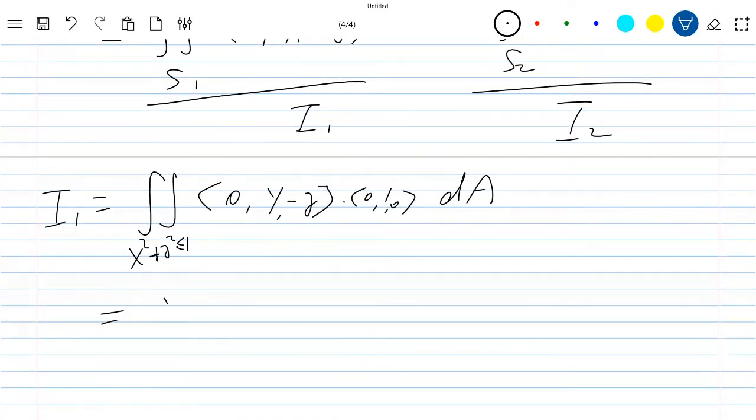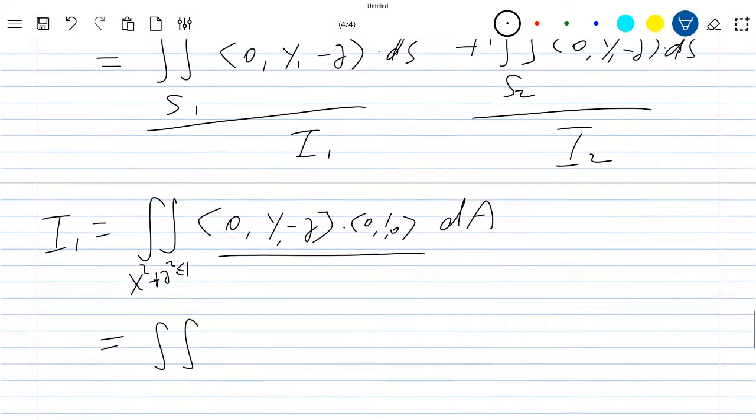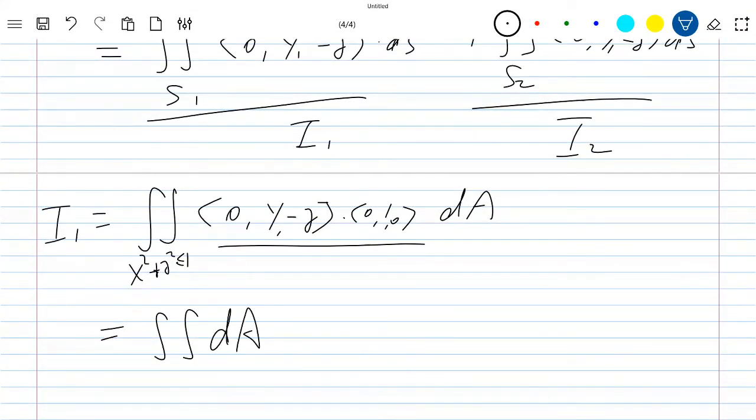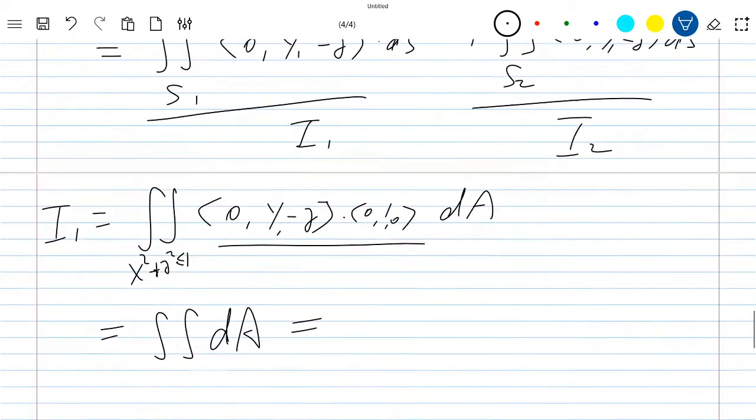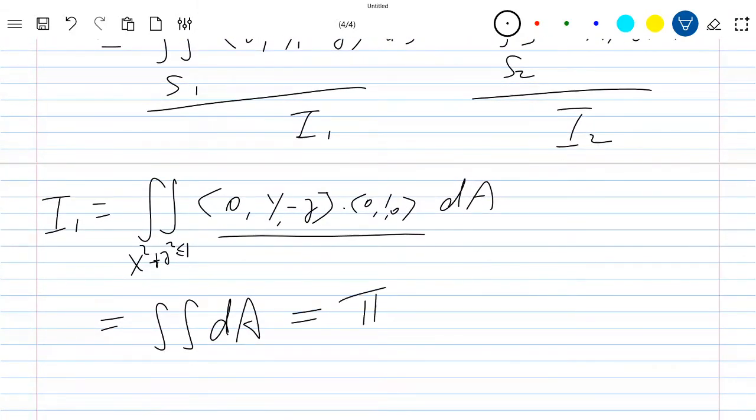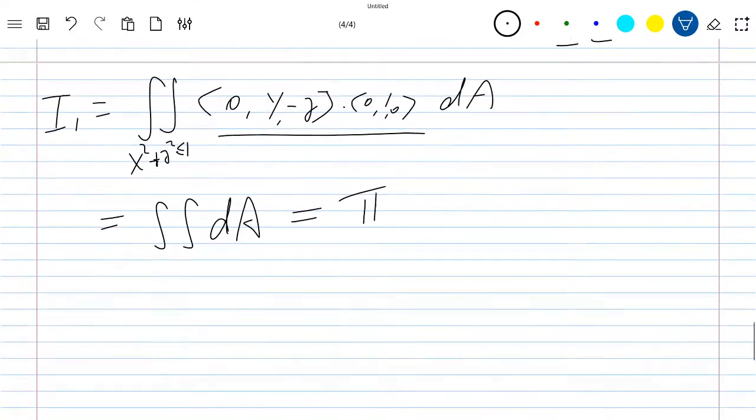So what is that? If you take the dot product, it just gives you y, right? And what is y? y equals 1. Oh, that's just area. Then you can skip the integral and write it down directly. This is a circle, right? So it's just pi r squared, which equals pi. So done, right? Okay, let's work on the second part.